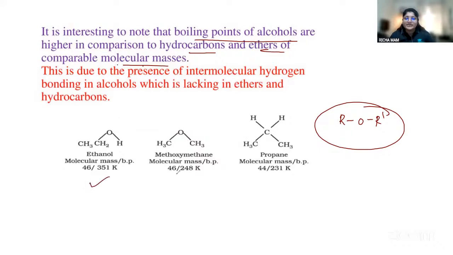Here is an example: ethanol, this is an ether, and this is propane, a hydrocarbon. You can see they have almost the same molecular mass, but the boiling point of ethanol is more as compared to the ether and propane. Why? Because intermolecular hydrogen bonding is present in the alcohols.